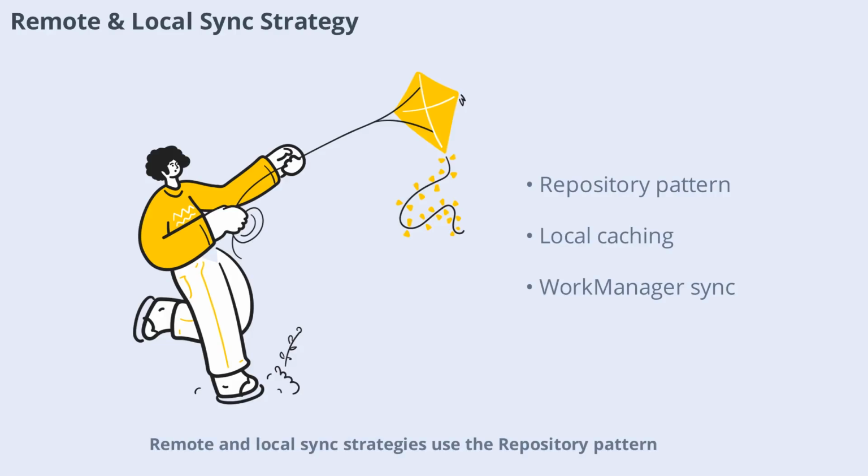Remote and local sync strategies use the repository pattern, caching locally and syncing via WorkManager or background sync. This ensures data consistency and reliability, even in offline scenarios.